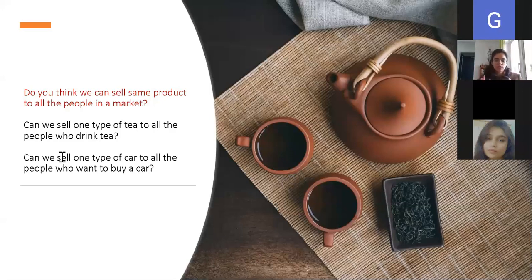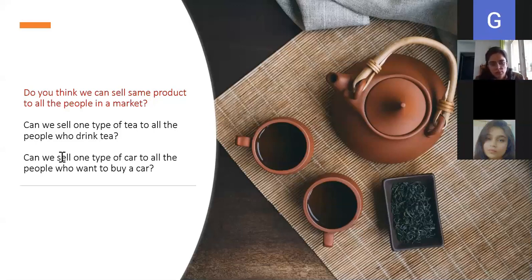I have an automobile brand, so my market would be those who can drive cars, who are above 18 and have a driving license. But in a market, do you think we can sell the same product to all the people? No, ma'am.